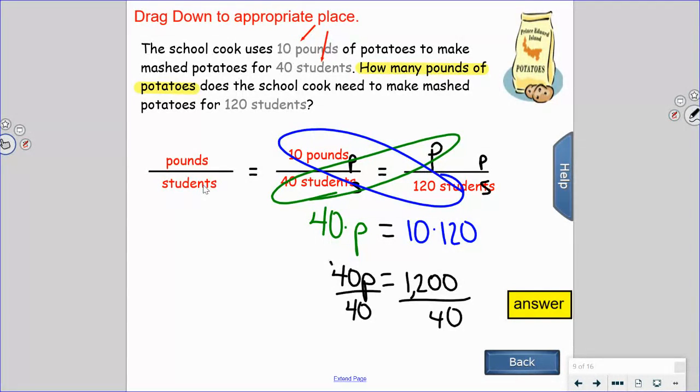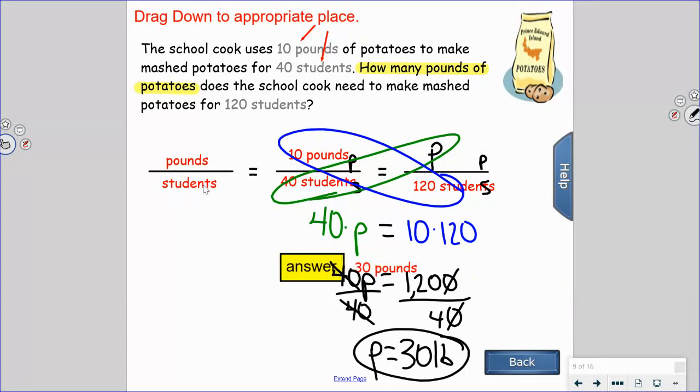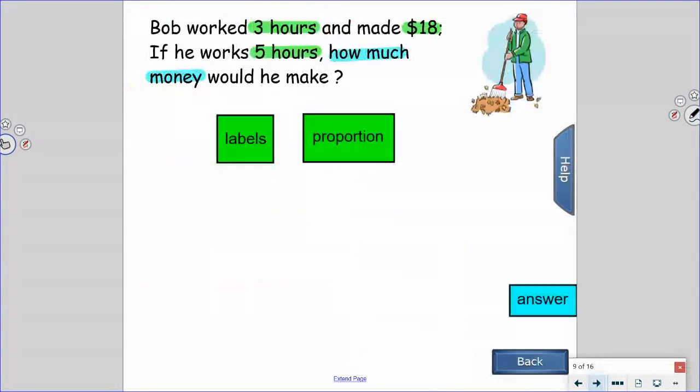I don't want to know what 40 p's are. I want to know what a single p is. And don't forget, you can reduce by 10 to make your life easier. In this case, it will be 40 pounds of mashed potatoes. Excuse me, I said 40. I wrote 30. 30 pounds of mashed potatoes. And I think I got one more.